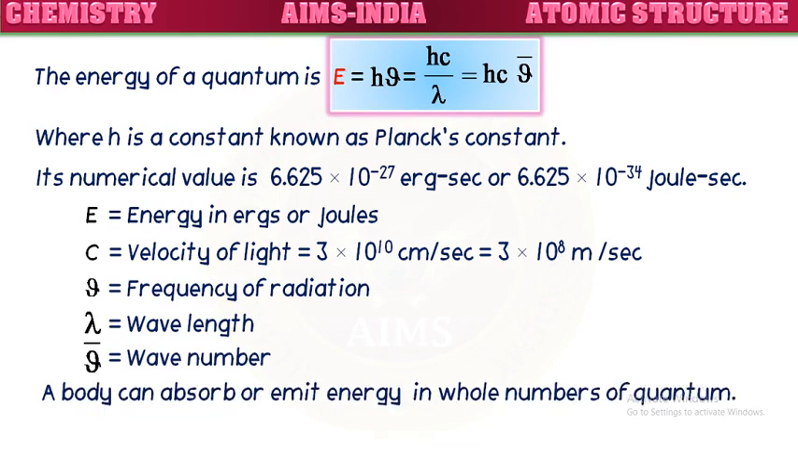A body can absorb or emit energy in whole numbers of quanta. So, as we said, this is the energy of a quantum. Any body can emit or absorb energy in whole numbers of this quantum. So that can be given as E = nh nu, where E is energy and n is the number of quanta, and the energy of each quantum is taken as h nu.